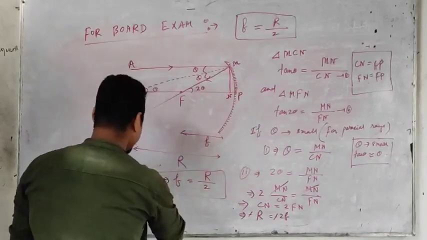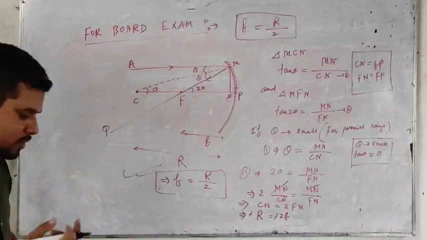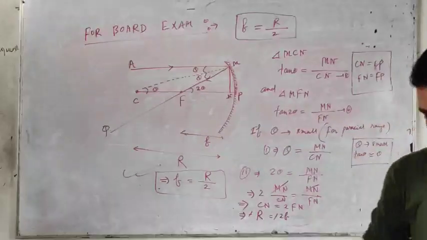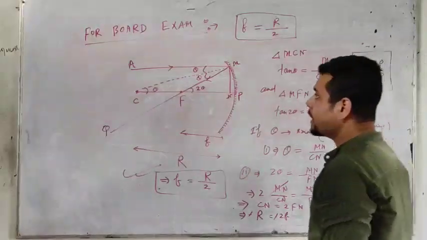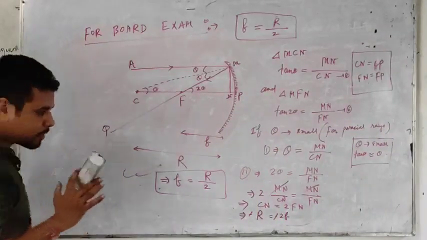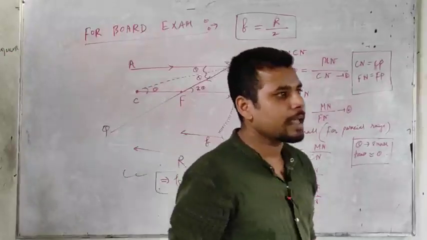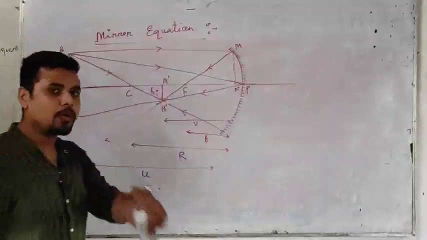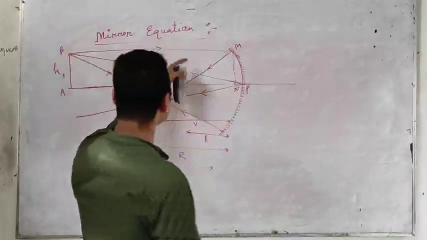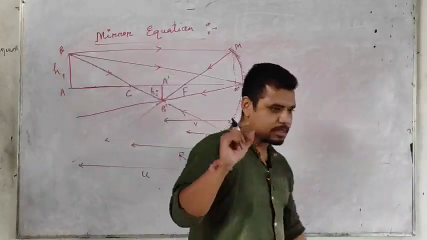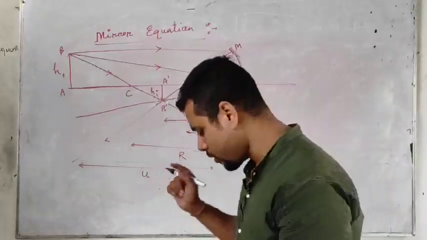So this is the relation between focal length and radius of curvature, okay? So next we'll discuss the mirror equation, that means the relation between object distance, image distance and focal length, okay?